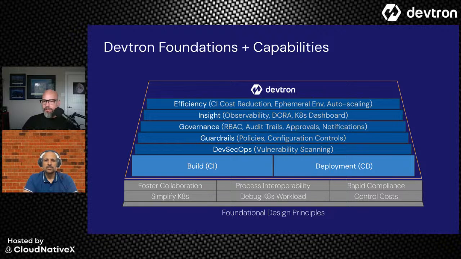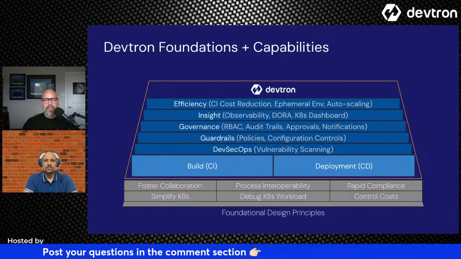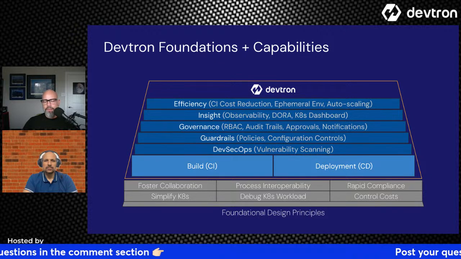So let's talk about Devtron really quickly. What is it? On the bottom of the screen in gray, these are the foundational design principles. So when Prashant is thinking about what should be added to the product, these are the things he thinks about. And then the product itself is on top. And so you can see two core modules, the CI and the CD for build and deployment. And then across those modules, we've got all of these other capabilities: DevSecOps, guardrails, governance, insights, and efficiency. So we're really going to focus mostly in the DevSecOps area and some of the guardrails area today.